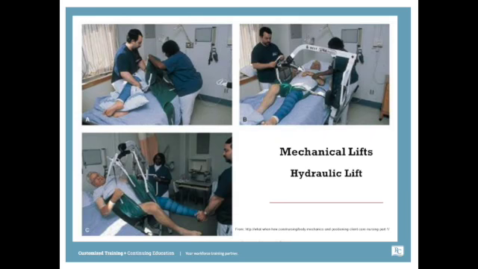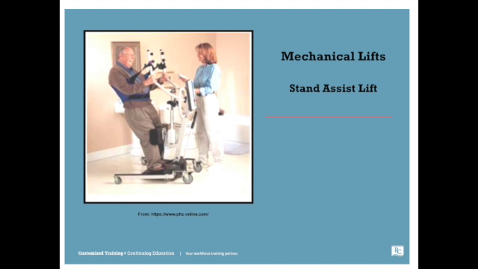Some of those things may be a lift sheet, or if you're using a mechanical lift, a Hoyer lift. There's two different kinds of mechanical lifts. There's a Hoyer lift, which is a full body sling lift. This is for residents who cannot bear weight on their legs. And then we also have a standing lift. It may be called an easy stand or a standing pal or a pal lift. These are for residents who can bear weight on their legs.